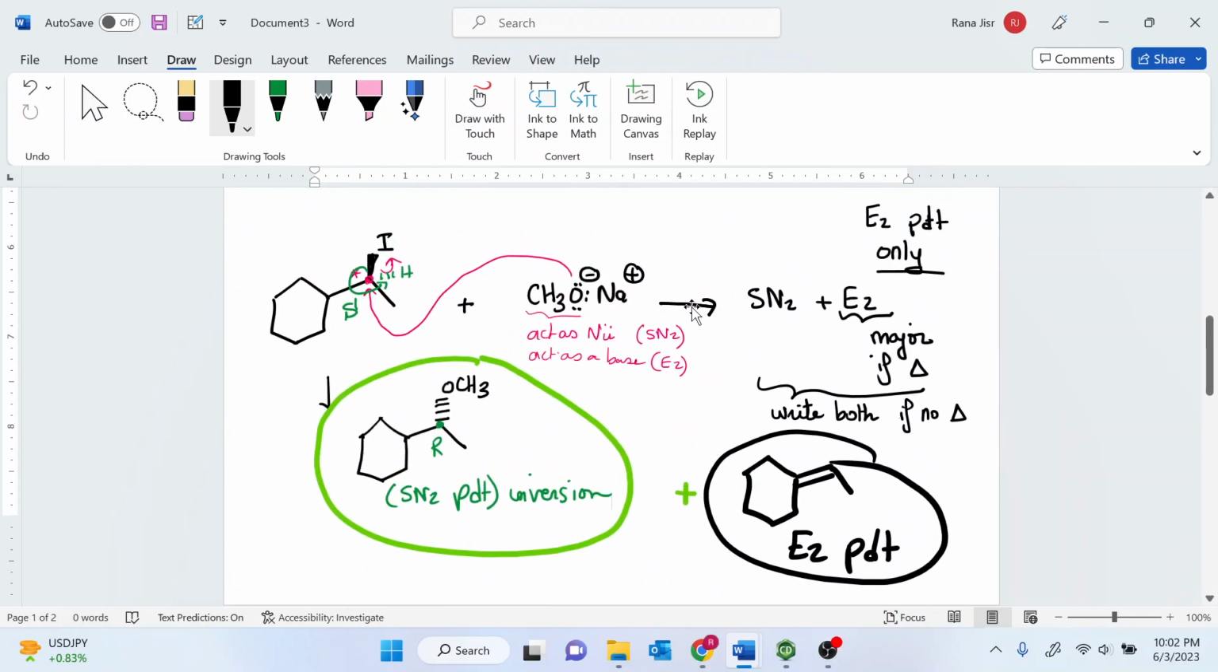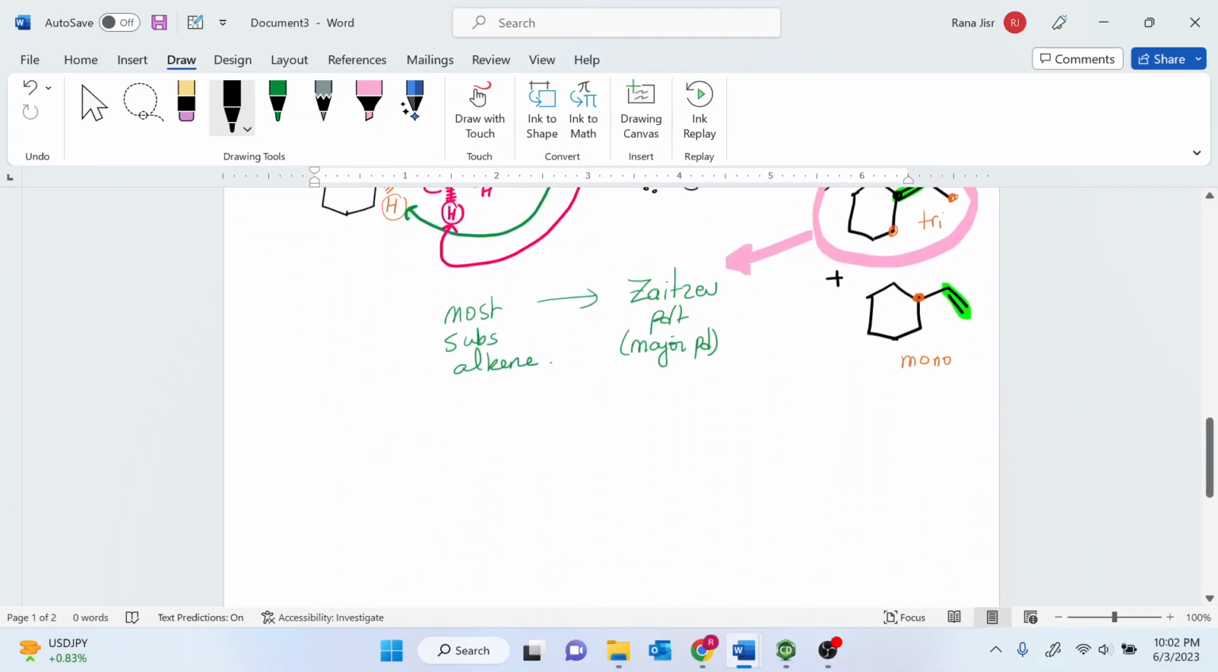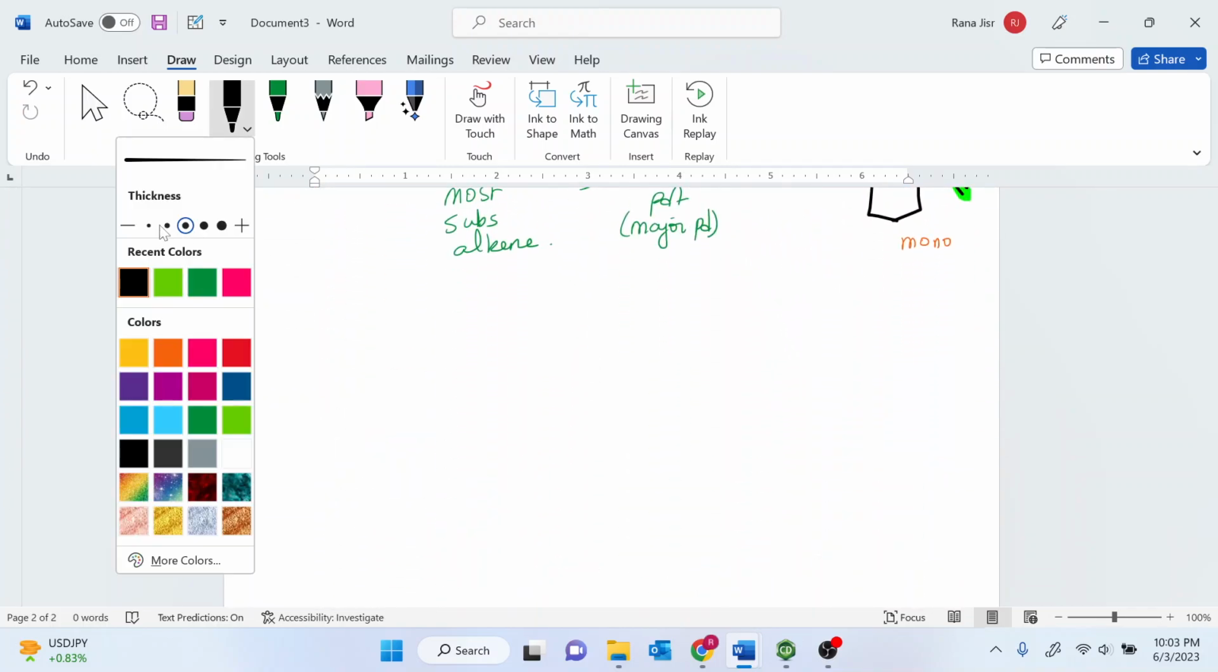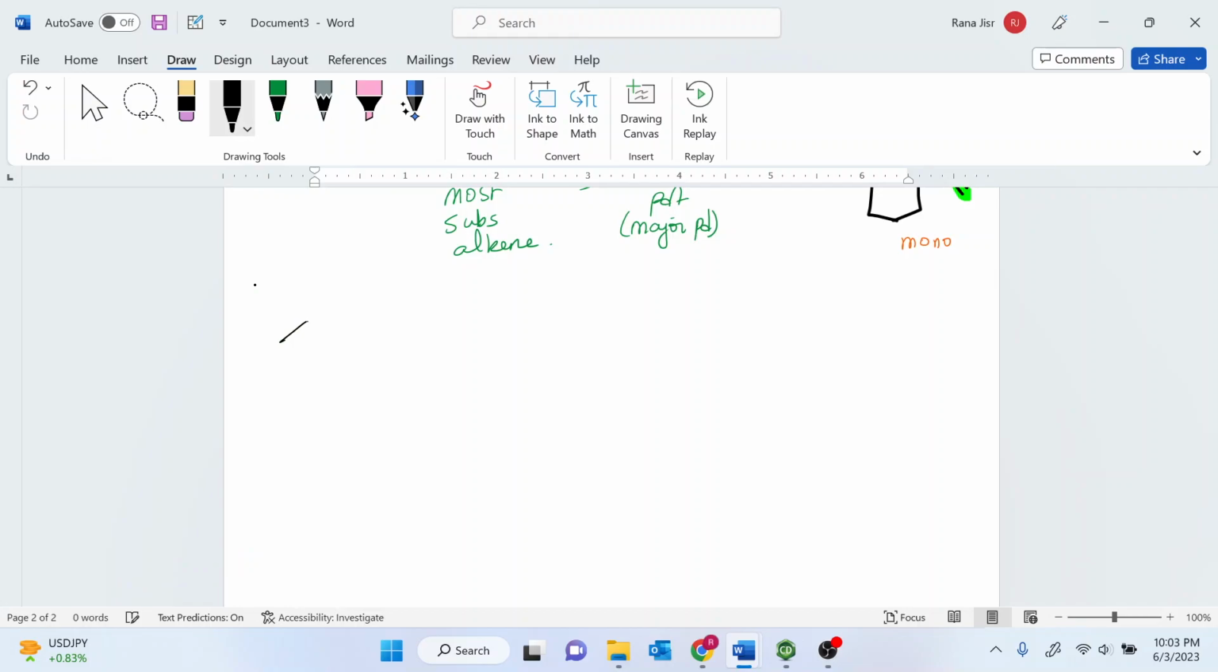Let's say if you have heat in here, then in this case, just state the E2 as the major product. Don't even mention the substitution product. Let's have another example. And we are reacting this with NaNH2 in presence of heat.